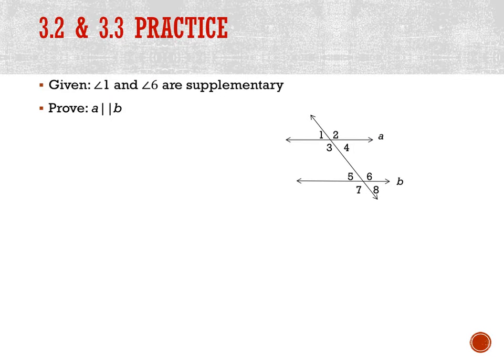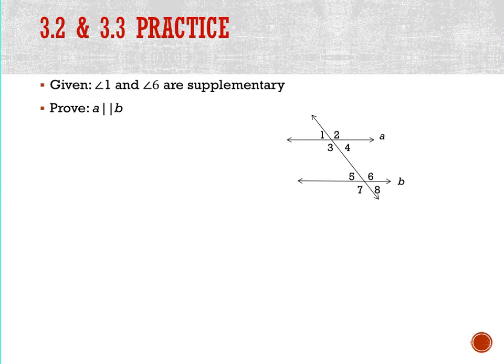Okay, this one said 1 and 6 are supplementary. Prove A is parallel to B. So this proof says that 1 and 6 are supplementary, and you're trying to prove that A is parallel to B. If you go through the ways to prove that lines are parallel, you should remember there's one about supplementary, which basically says that if two consecutive interior angles are supplementary, then the lines are parallel. So you're going to have to work through this one, trying to figure out how to get that, possibly because 6 is in it, 4 and 6 are supplementary. If those are supplementary, then the lines are parallel.